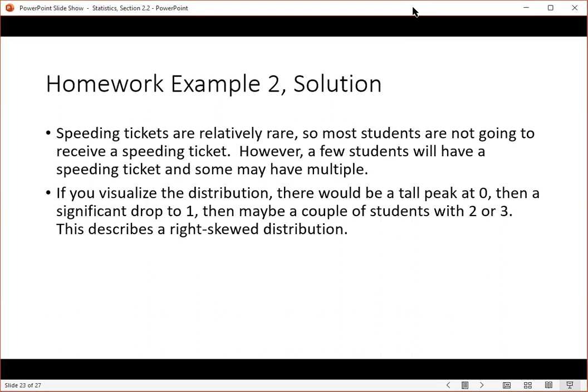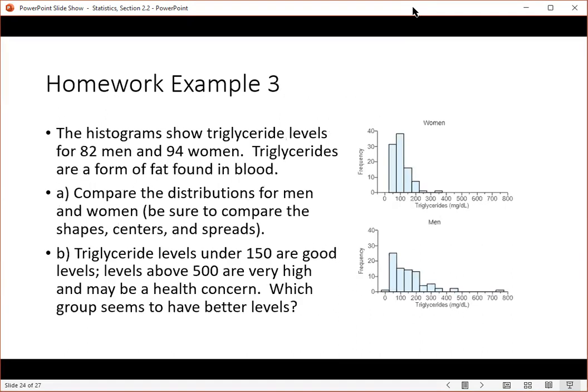So speeding tickets are relatively rare. Most students are not going to receive a speeding ticket. However, a few will, and you'll have some with multiple. And then if you visualize the distribution, there's a tall peak at 0, then a significant drop to 1. And so we get a right skewed distribution.